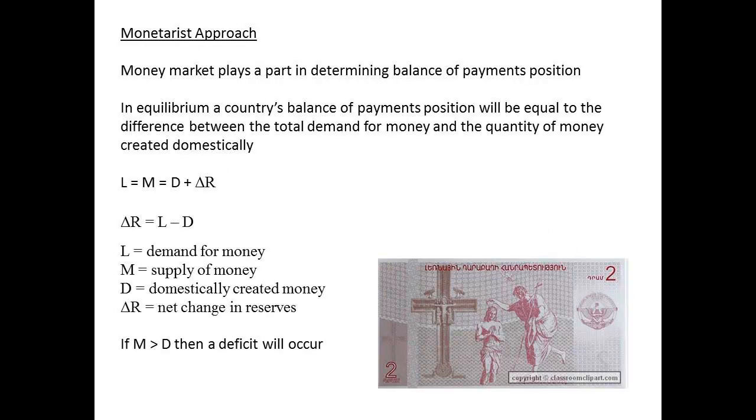The monetarist approach to depreciation and trade deficit is as follows. At equilibrium, the balance of payments is equal to the total demand for money and the quantity of money created domestically. L, the demand for money, equals M, the supply of money, equals the sum of D, domestically created money, and the change in the reserves. From this, the change in the reserves is the difference between the demand for money and the domestically created money.